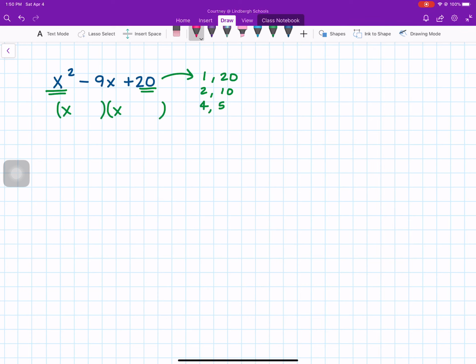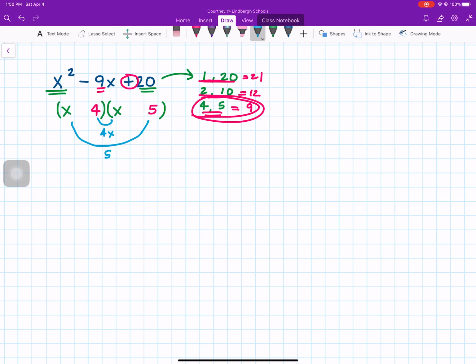So I'm looking for a way to get 9. Keeping in mind that this 20 is positive, so both of my numbers are going to have the same operation. 1 and 20 make 21, 2 and 10 make 12, and 4 and 5 make 9. So this is the option I want to go with, 4 and 5. Now, do your rainbow check. This is 4x, and this is 5x.